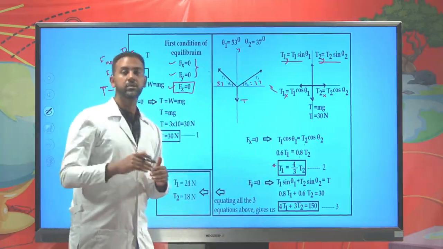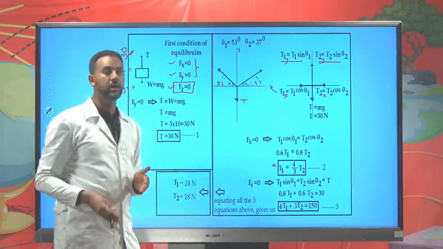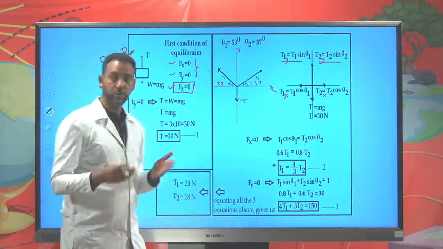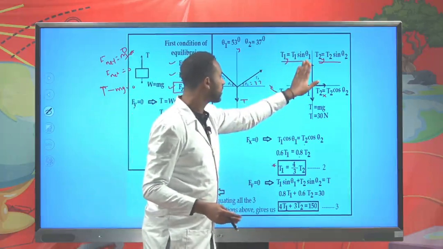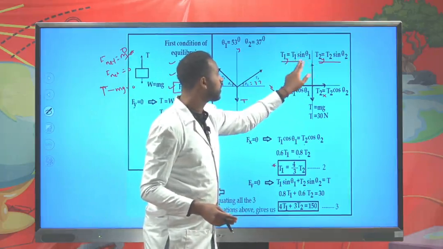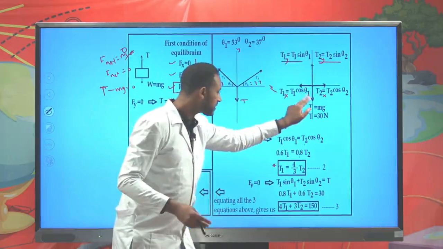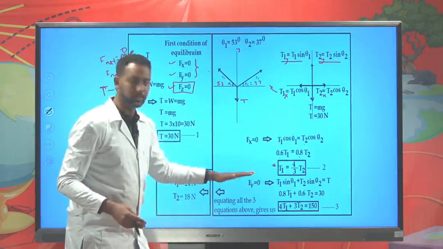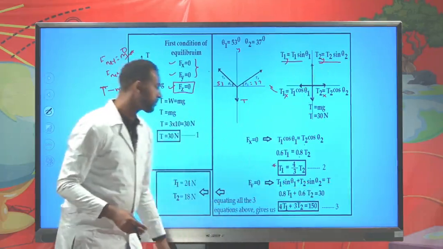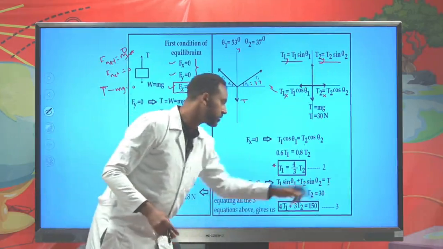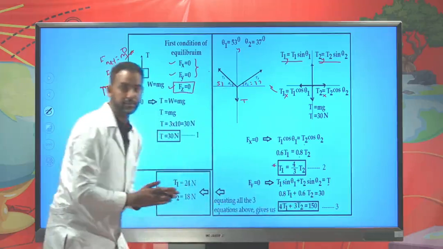The other concept is that when you apply the first condition of equilibrium, the net force acting along the y-axis must also be 0, or balanced. So what are the forces acting along the y-axis? The upward force components, T1y and T2y, or T1 sine theta 1 and T2 sine theta 2, are acting upward, and the force acting downward should balance them. So T1 sine theta 1 plus T2 sine theta 2 equals 30, the downward force T. That is 0.8 T1 plus 0.6 T2 equals 30.